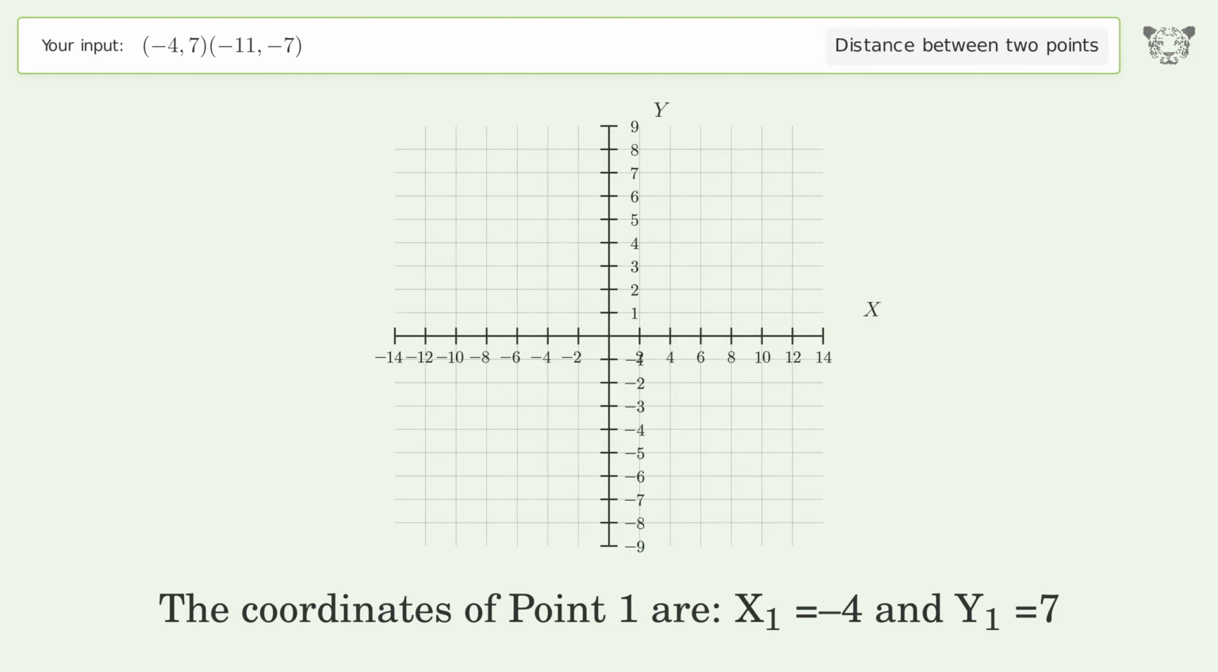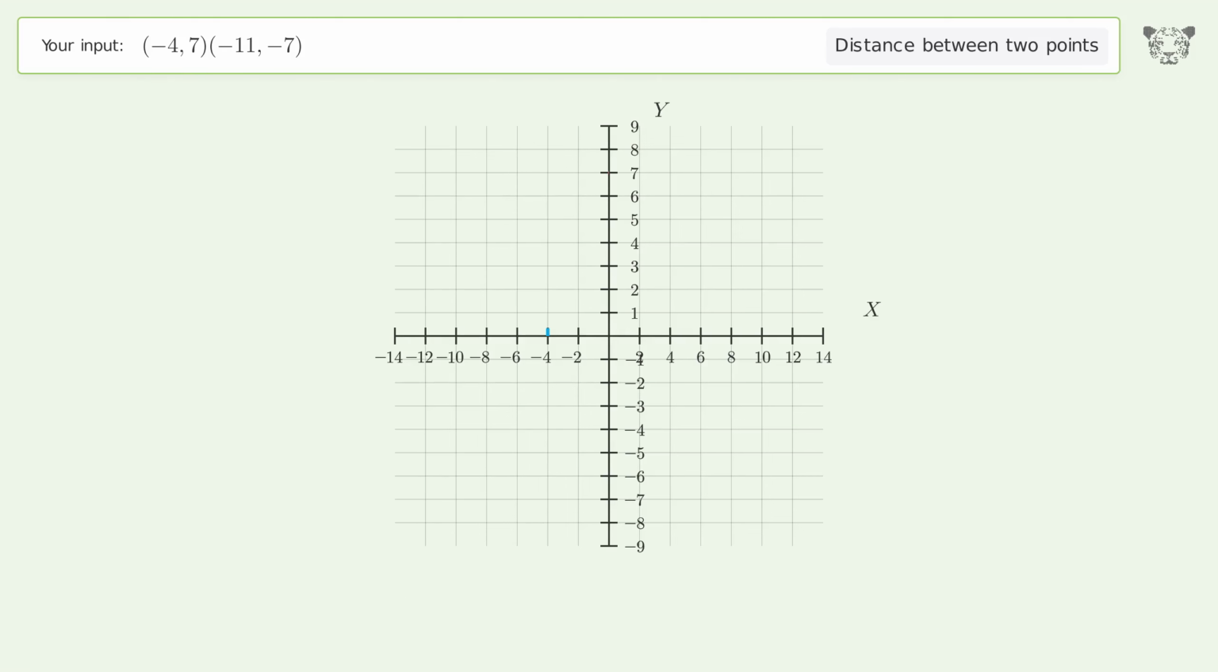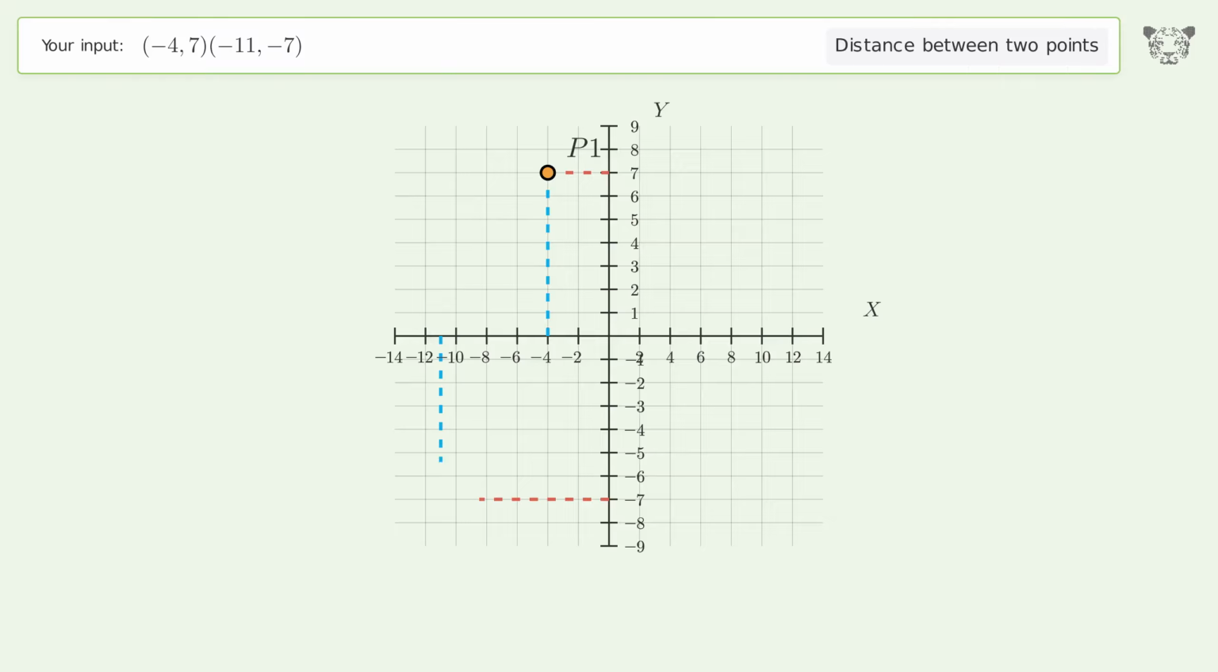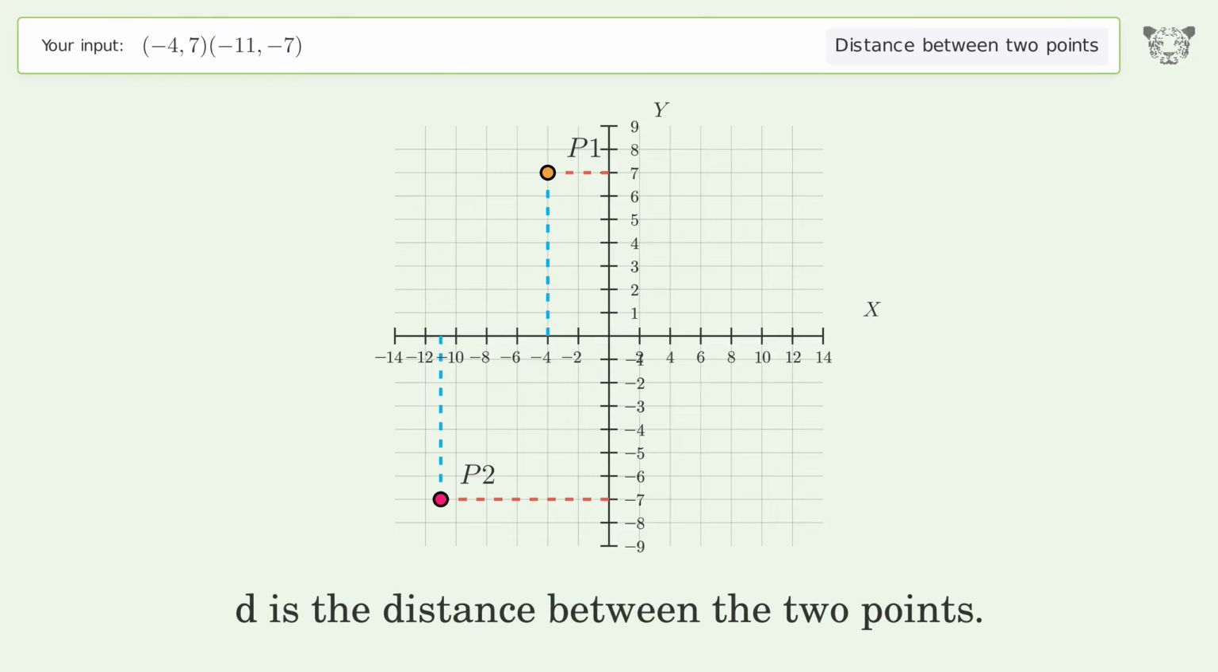The coordinates of point 1 are x1 equals -4 and y1 equals 7. The coordinates of point 2 are x2 equals -11 and y2 equals -7. D is the distance between the 2 points.